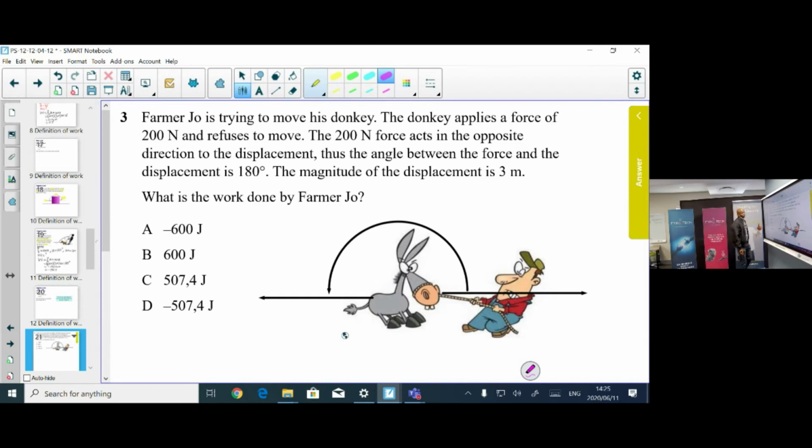Time up. Okay. Hopefully you have done. Let me highlight what is given and write down the data. Like I said, we have applied force, which is 200 Newton. And then we have an angle. Our angle there is 180 degrees. We also are given the displacement and work done.